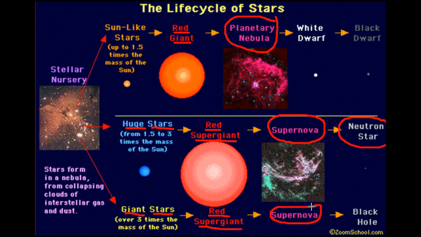Now the big difference is with giant stars, they end up as what we call black holes. So again, write that down in your flow chart. So giant star, red supergiant, supernova, black hole. Now we'll talk more extensively about black holes later on in this class.